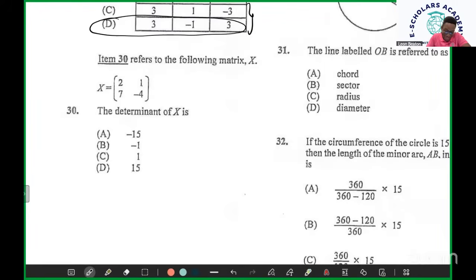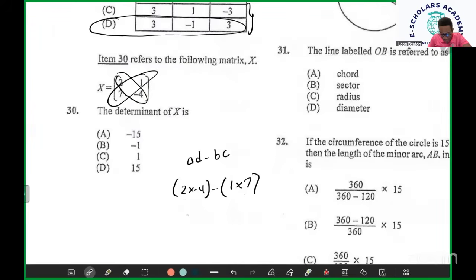Anyway, they want the determinant of X. So we know to find the determinant, it's simply AD minus BC. So this is 2 times negative 4 minus 1 times 7. 2 times negative 4 is negative 8, minus 1 times 7 is 7. So this will give us a negative 15. You gotta be good with working out directed numbers or else you're looking a little thin, right? So A is the answer.